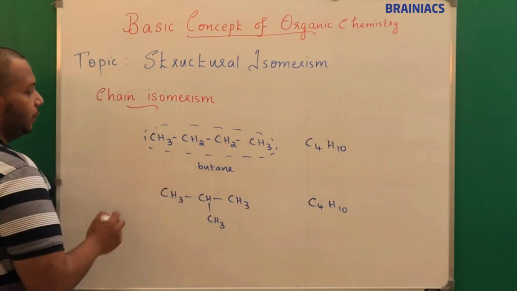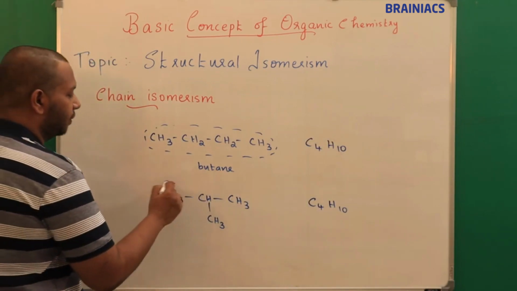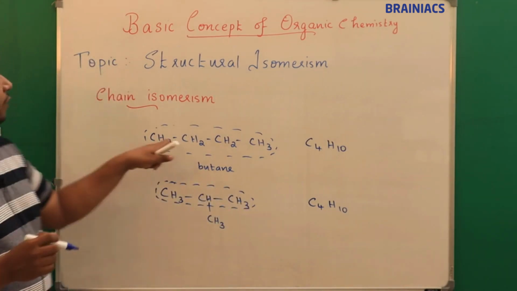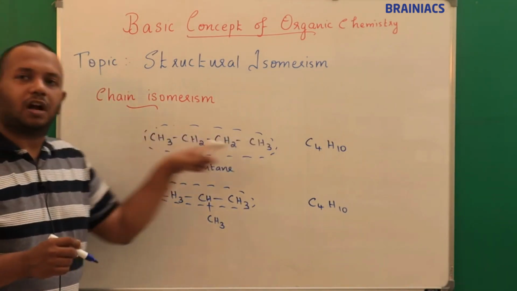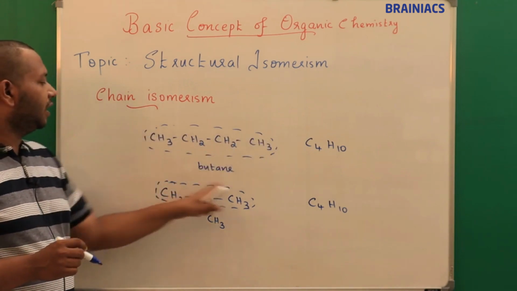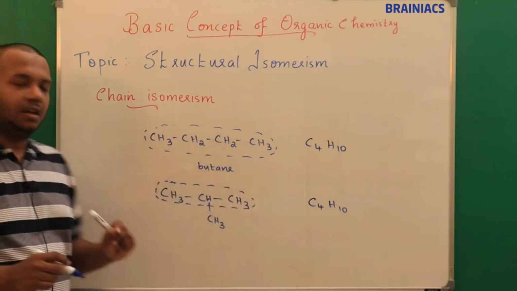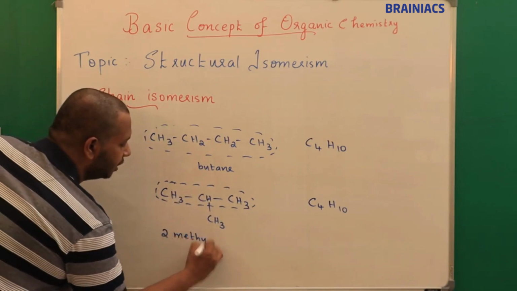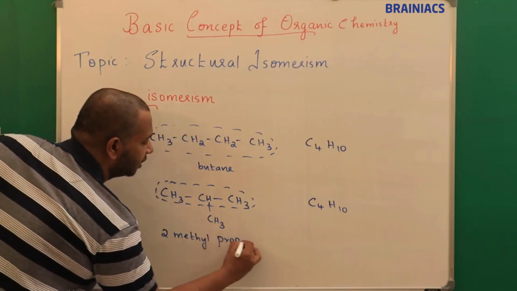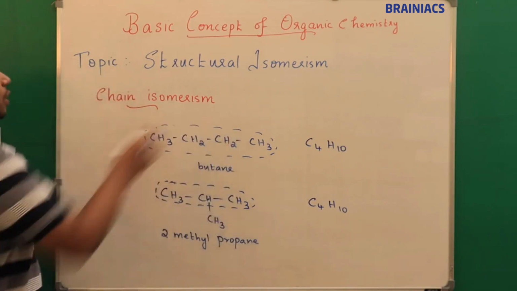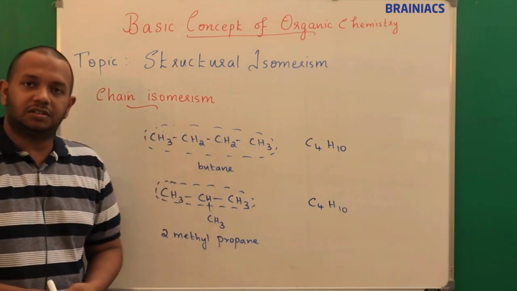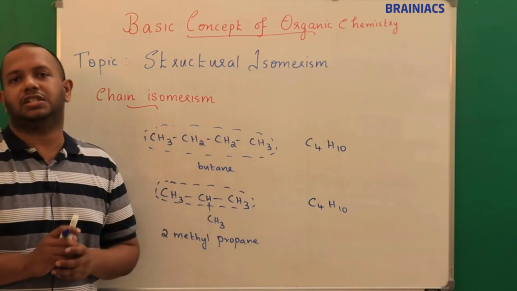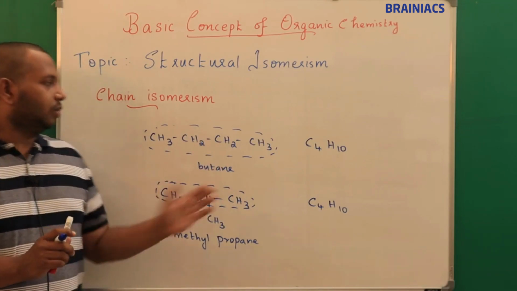But now if I am going to name this one, I need to identify the principal carbon chain, and I know this is my principal carbon chain. In the previous one, 4 carbon atoms were there in the principal chain, but here only 3 carbon atoms are there. So what is the name of this compound? 2-methylpropane. So these two are what sort of isomers? Chain isomers, because they are differing in their principal carbon chain. Nothing else is changing actually. I hope you understood.